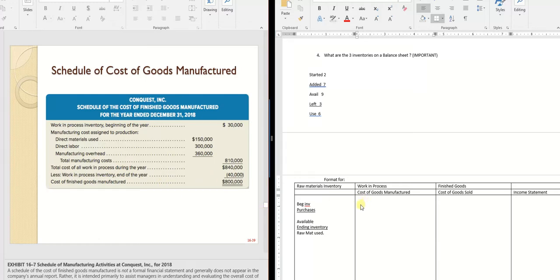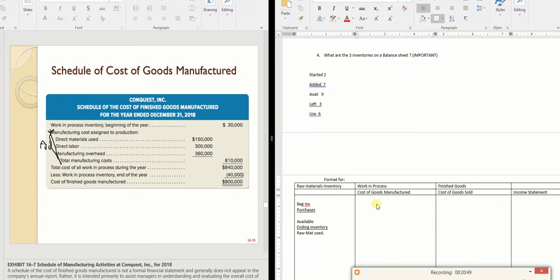Okay, so work in process, what I started with is work in process beginning inventory, plus what I added. Notice that I add manufacturing costs. So you add 3 things. So this is your added section. I add direct materials, direct labor, and manufacturing overhead. So beginning inventory plus what's added.